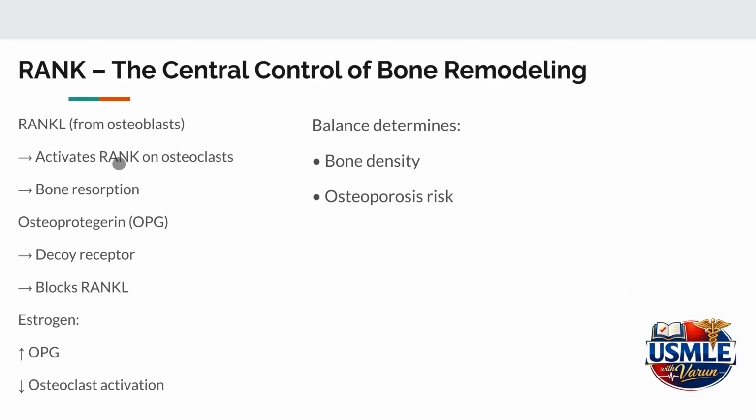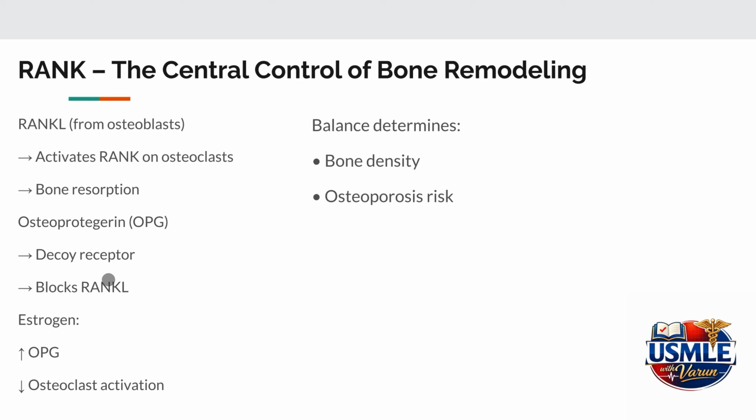Bone remodeling is regulated through the RANK signaling pathway. Osteoblasts produce RANKL, the RANK ligand. This RANK ligand binds to RANK receptors on the osteoclasts and activates bone resorption. Osteoprotegerin acts as a decoy receptor and blocks this RANK ligand.